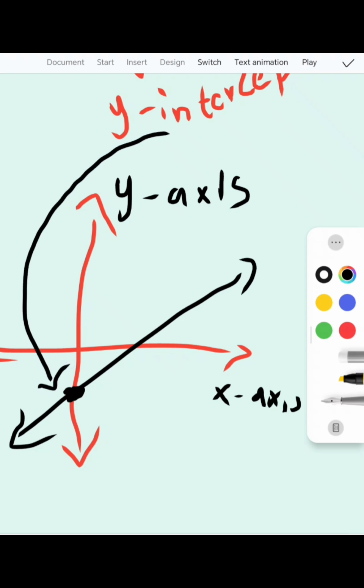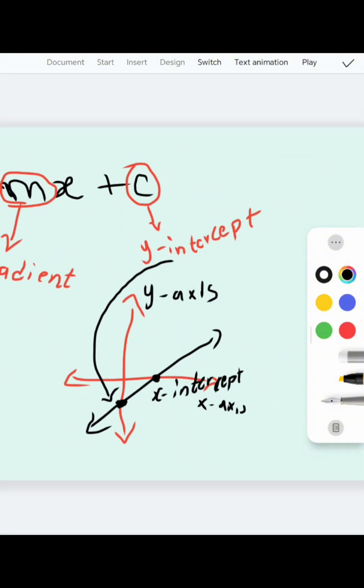I hope you understand. So where your graph touches the x-axis is called the x-intercept. Something like this. You see, this is the x-intercept. This is the y-intercept. I hope you understood this one.